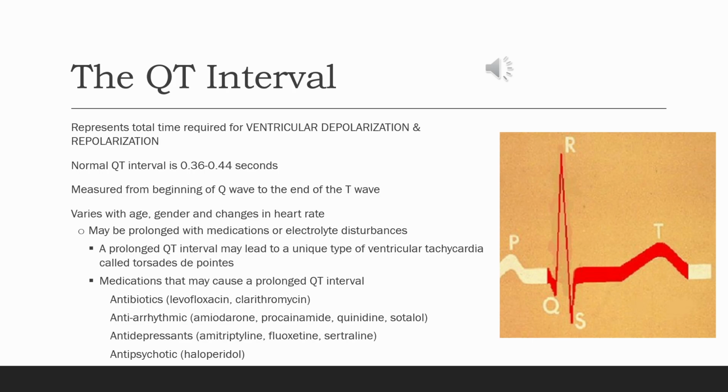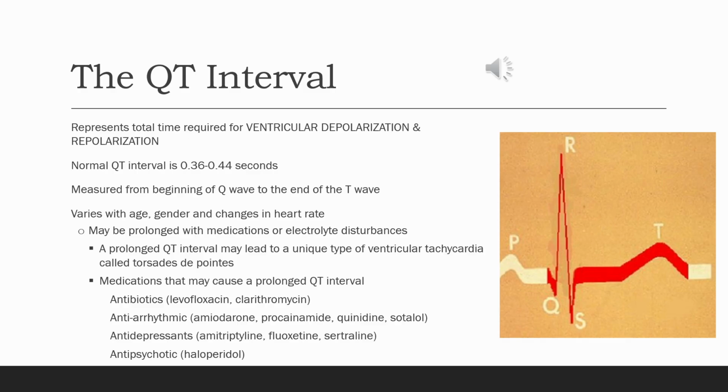All right, so now let's talk about the QT interval, which represents the total time that's required for ventricular depolarization and repolarization. So what is the QT interval? The QT interval is going to be measured from the beginning of the Q wave to the end of the T wave. It reflects how long it takes for ventricles to contract and fully recover before the next heartbeat.